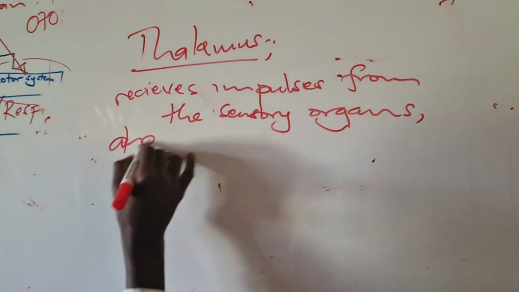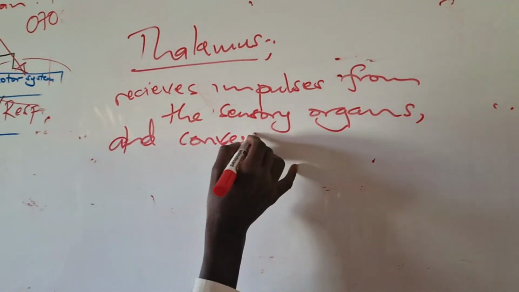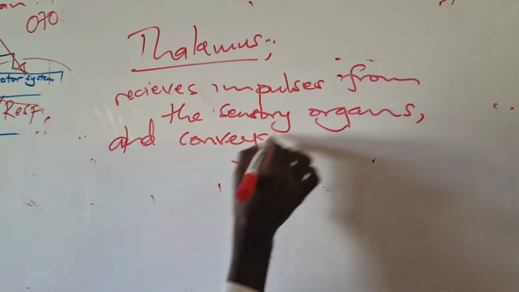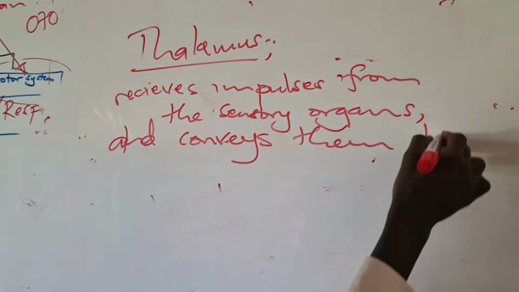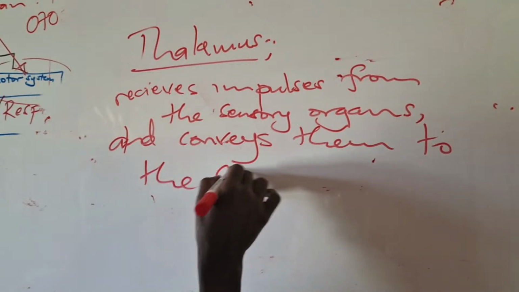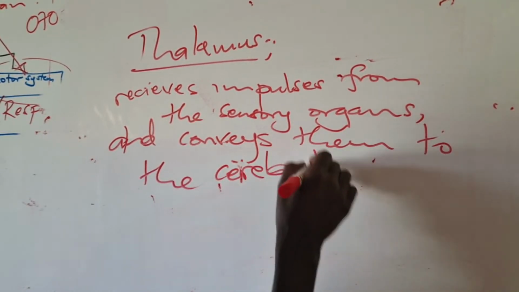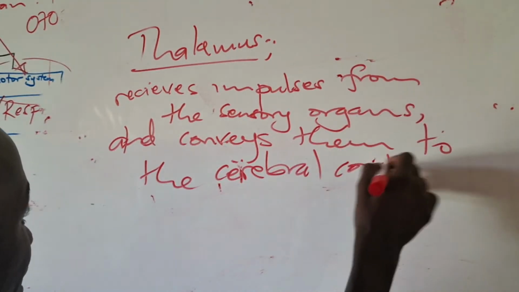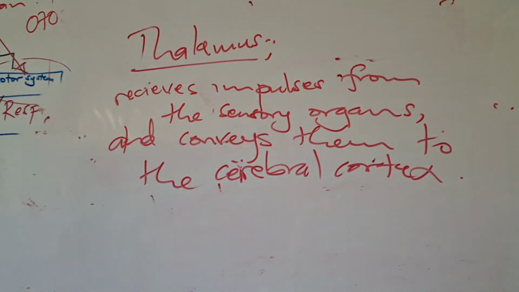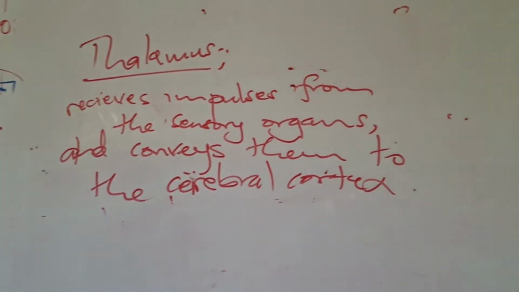And transmits them to the cerebral cortex. This is what I've said. That is the major function of the thalamus. It's part of the forebrain.